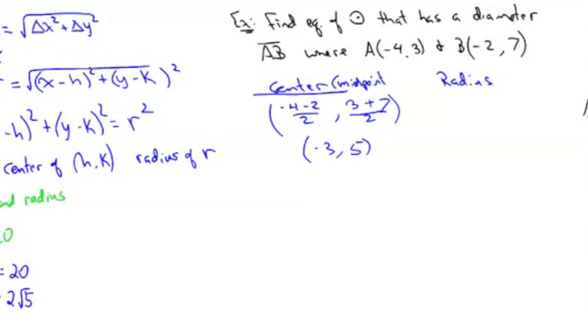Now you have 2 choices to find the radius. You could do the distance between one of those points and the center. You can do the distance between A and the center or B and the center. That'll give you the direct answer. The second choice is to find the distance between A and B and cut it in half. Either one works perfectly fine. Sometimes this one's easier because the other might turn out to be fractions.